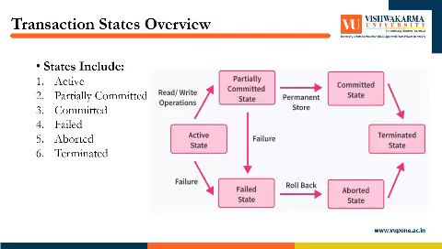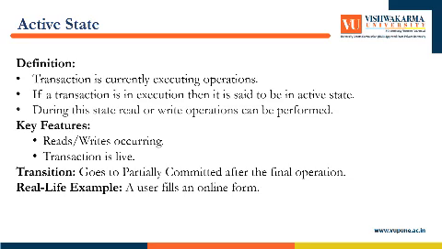So here are the phases of the transaction state diagram. First one is the active state, then partially committed state, failed state, aborted state, and terminated state. We will see each and every state in detail. So first of all, active state.